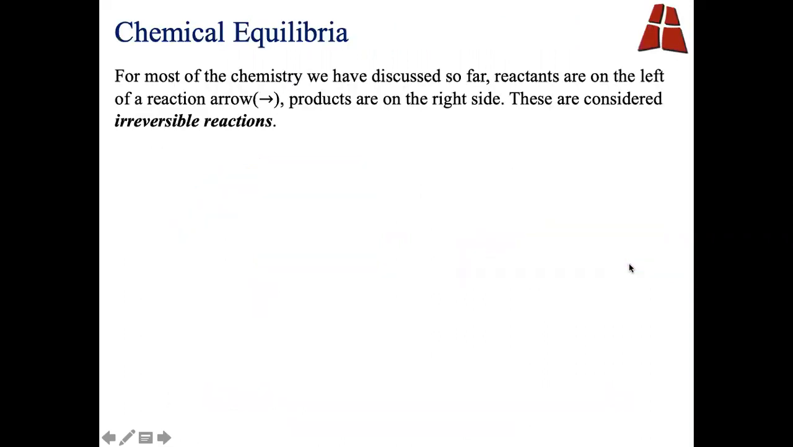And so thus far, with most of the chemistry we've discussed, we've been talking about reactions that are designated with a reaction arrow shown right here, where we have our reactants on the left side, our products on the right side. And generally speaking, these are considered irreversible reactions, meaning that they pretty much only go one way.